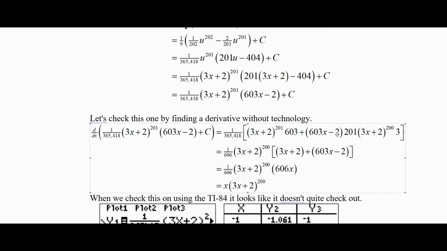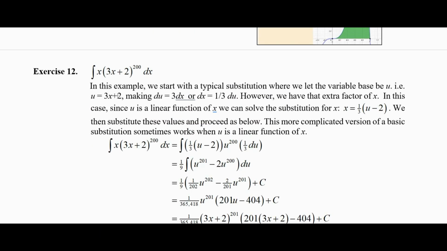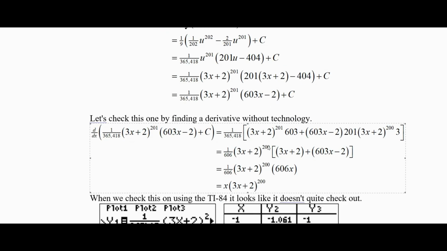Plus the second, 603x minus 2, times the derivative of the first. The derivative of the first is 201 times 3x plus 2, and the power goes down to 200. And then you've got to do the derivative of the base because of the chain rule there, 3. Guaranteed we did a substitution. We're going to use the same substitution in the chain rule at some point in our check. Now let's see what we got.